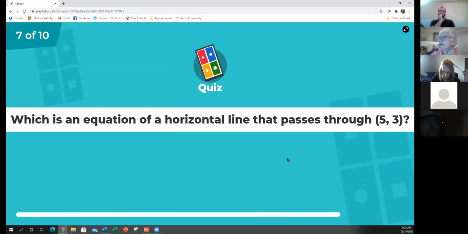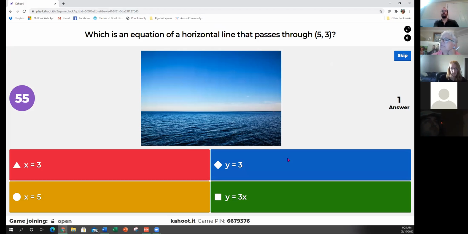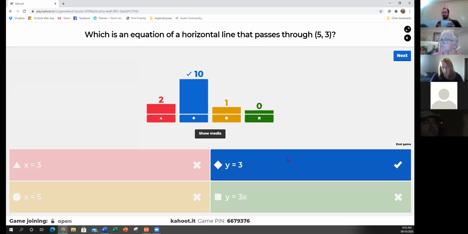Which is an equation of a horizontal line that passes through (5, 3). Good. Okay, so remember that the equation of a horizontal line is always y equals a constant. The only y value here is the number 3. So it would be y equals 3.